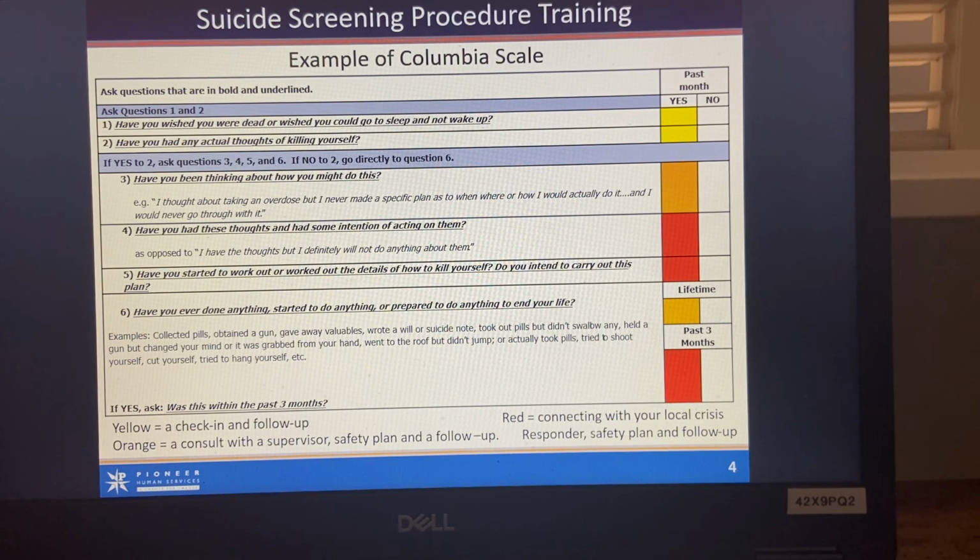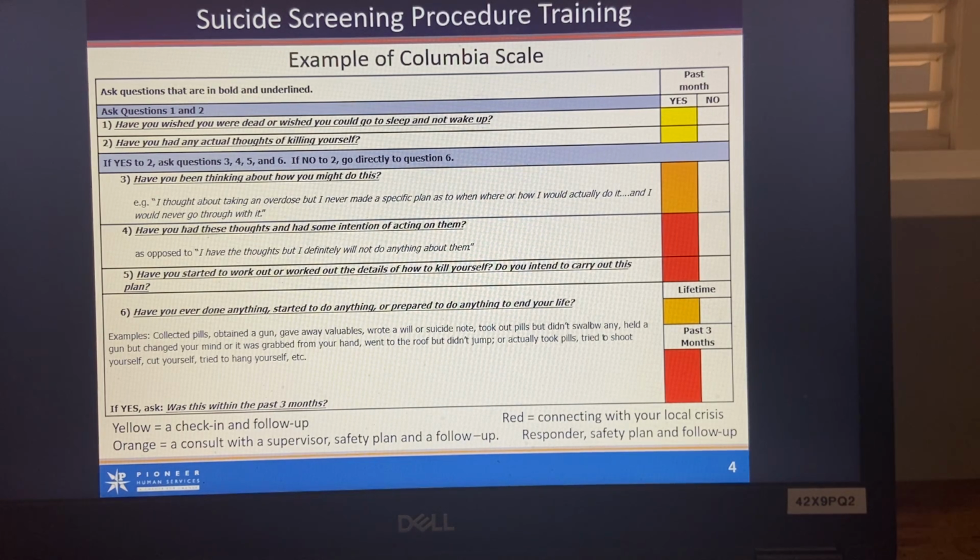If a person is answering in the orange, this would then need to include a consultation with a supervisor to determine if remaining in the orange or moderate risk is where a person should be, or if it should be raised to a higher risk based upon the conversation you have with the supervisor. We also would like that a safety plan be developed and always a follow-up.